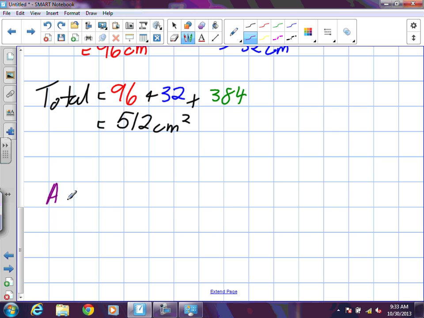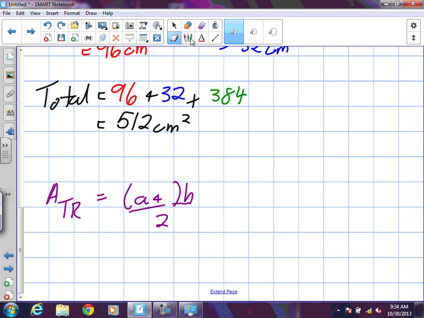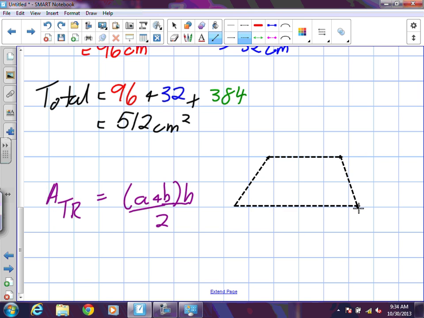Area, I'll call it TR so it doesn't look like triangle. Okay. Area of a trapezoid is (A plus B) times the height divided by 2. I'll go into what these stand for. So, of our trapezoid above, I'm going to make a rough sketch of it. Sorry, I need one other thing. Height. Height is very important.